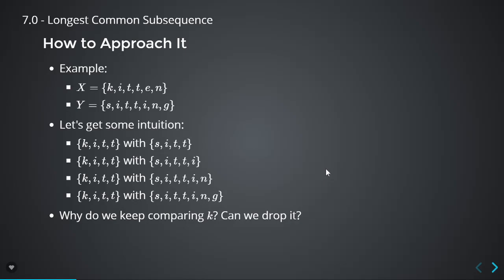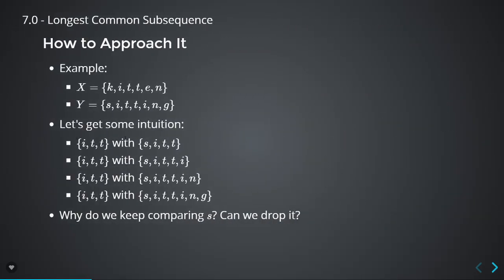Do you need to keep on comparing K? Can you drop it? Like, if I'm comparing KITT with SITT, and I know K is not going to help me, can I just drop it? Meaning that I'll be comparing ITT with SITT instead. But same thing with S. Can I just drop S? If I compare ITT with SITT, and the S doesn't really do anything, so should I keep on comparing ITT with SITTI, and so on?